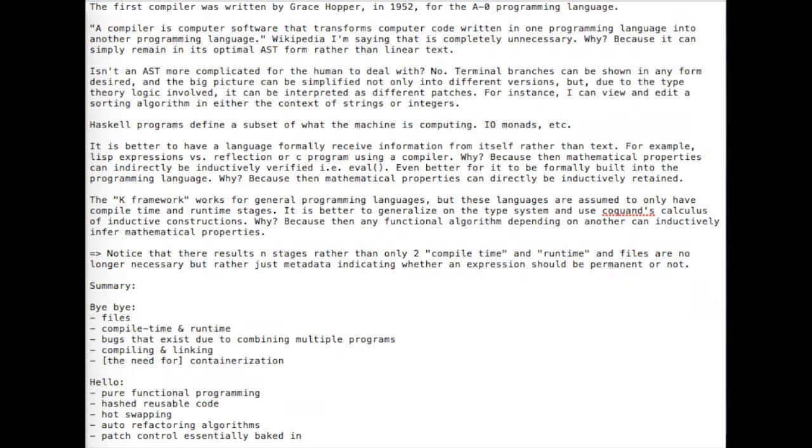Haskell programs define a subset of what the machine is computing. If you're paying attention to the text, I'm on the fourth little paragraph that I wrote. So for example, IO monads, etc. If you don't know about Haskell or these super genius, whatever people think of them, abstract programming languages, they've been around. They're kind of abstract. They are general. The ideas behind them, if you're not aware, is basically they take advantage of certain things like pure functional programming, things like that.